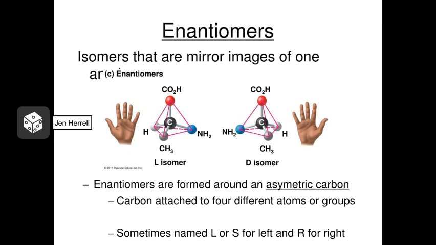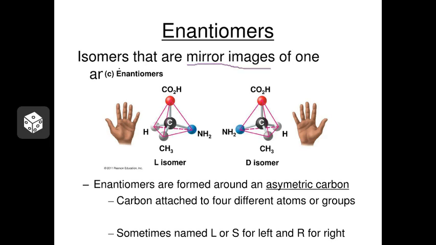Next, we have enantiomers. Enantiomers are a little bit difficult to describe on paper because they really have to do with the three-dimensional shape of the molecules. They are a type of what's known as stereoisomers. But essentially, enantiomers have three-dimensional structures and are mirror images of one another. So let's think about something that is a mirror image. Well, your hands are mirror images of one another.